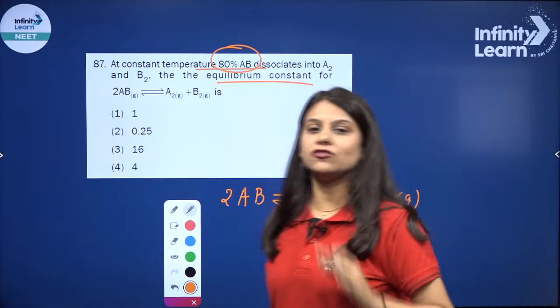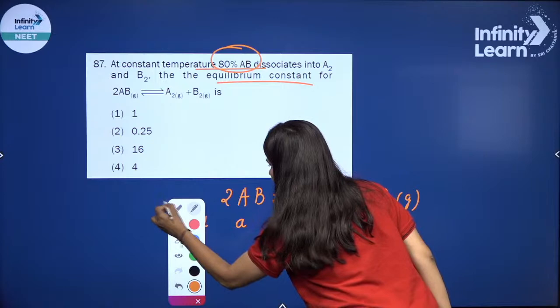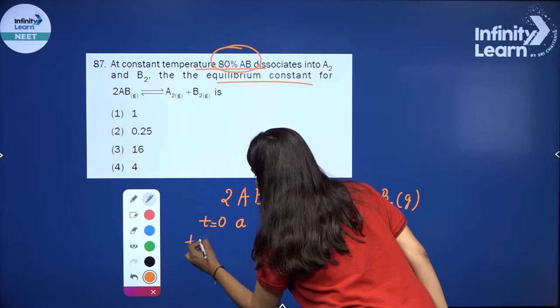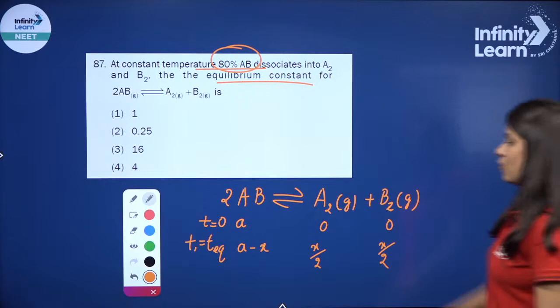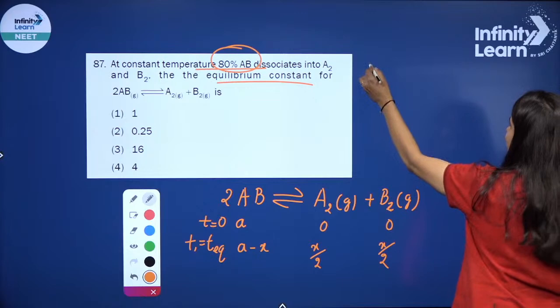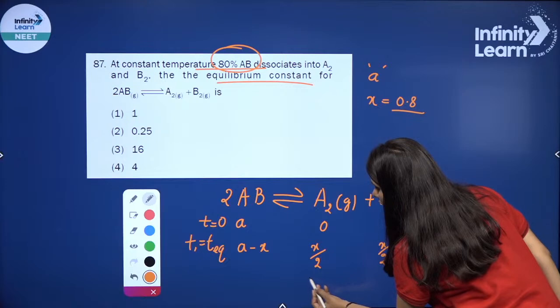If I write in my own terms, initial will be A, 0 and 0. This will be at time 0. So what will happen at equilibrium? At equilibrium, I can write A minus X and this will be X by 2 and X by 2. Right? Now what is this X? If initial is A, X is 0.8, since 80% is 80 by 100. So X is 0.8. So let us talk about these. What are these? These are moles, right?